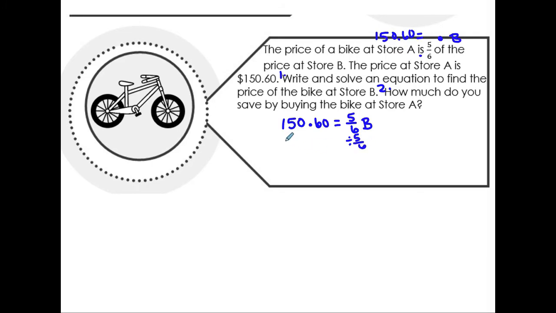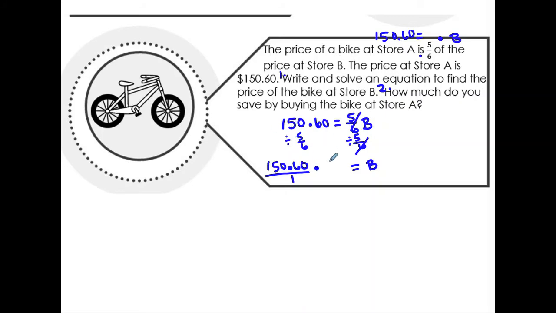If you want to jump right to multiplying by the reciprocal, you can. Okay, 5/6 divided by 5/6 is 1, so I'm left with B. I'm going to keep my 150 and I'm going to write it this way. Now, really, this isn't a proper fraction because I've got a decimal in it, but I'm going to show you why I do that in just a second.